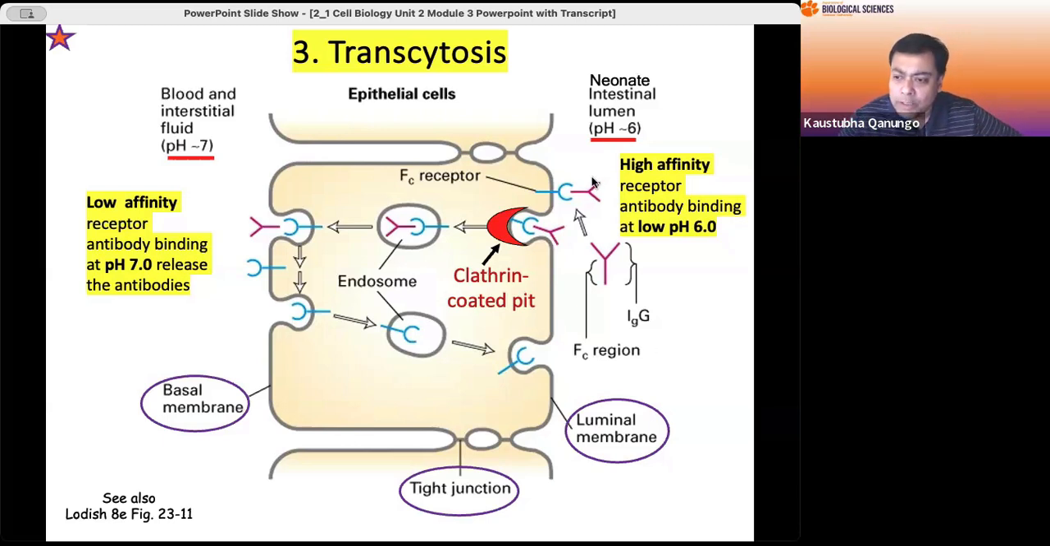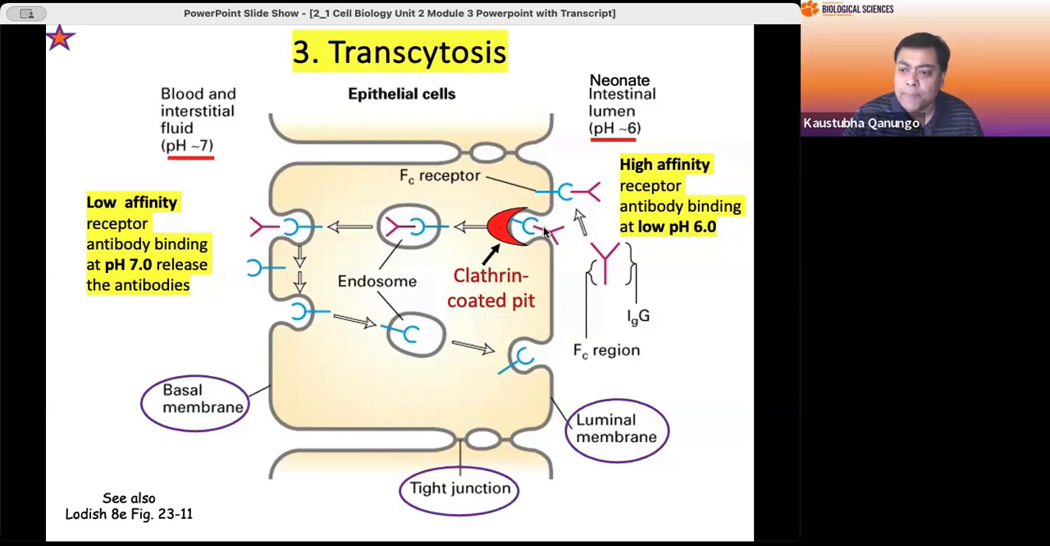So the antibody molecules, the IgG, come from the mother's milk, and the neonate ingests that. The antibodies are heavily glycosylated and they pass through the intestine without being digested. They are not going to get digested. They will be intact. And the lumen of a neonate intestine is about pH 6. At pH 6, the antibodies have a high affinity for the antibody receptors.